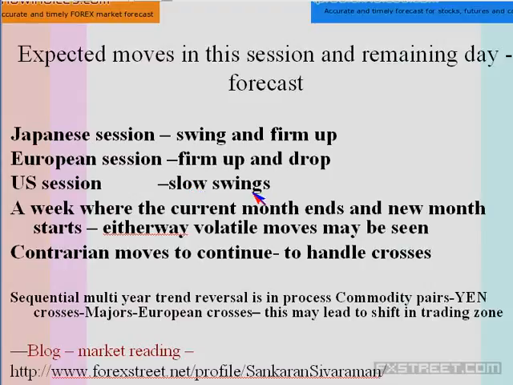Then slow swings are expected during the US session, and you know that a lot of people are expecting whether QE3 is going to come or not, but the Fed is not going to announce it. They are going to only give selective support to the market, and they want people to book profit rather than simply holding the positions with regard to the banks.